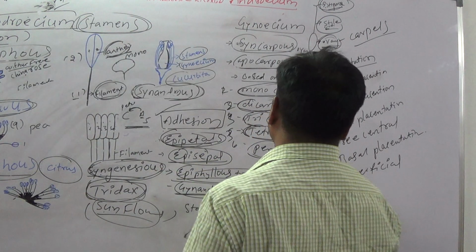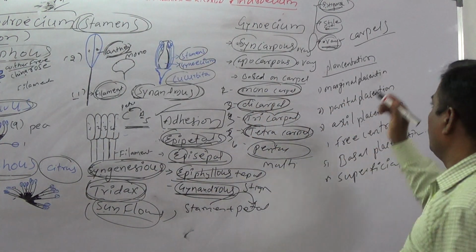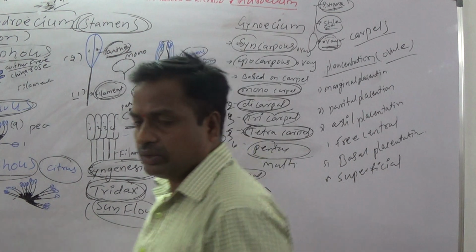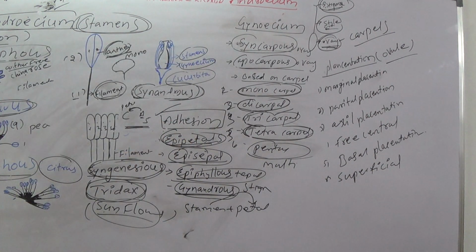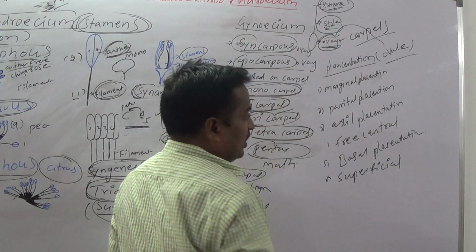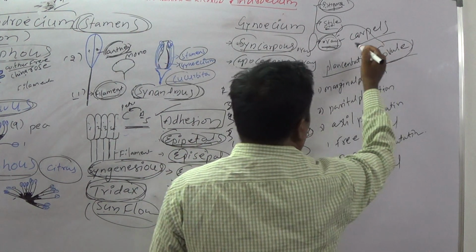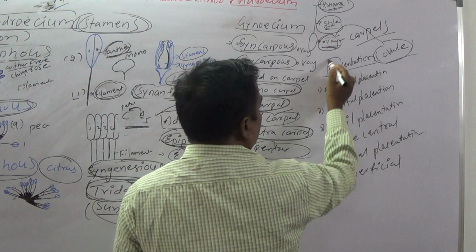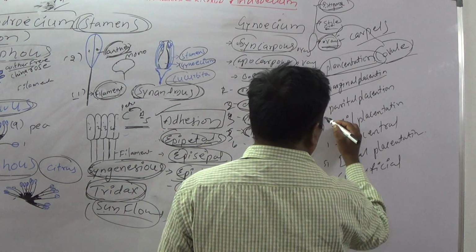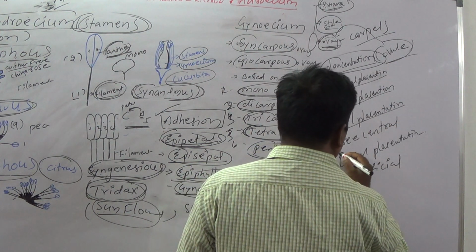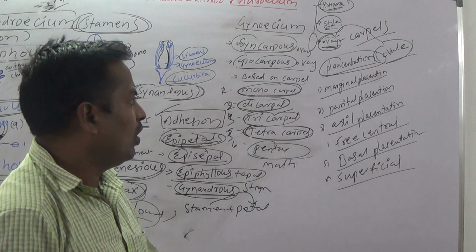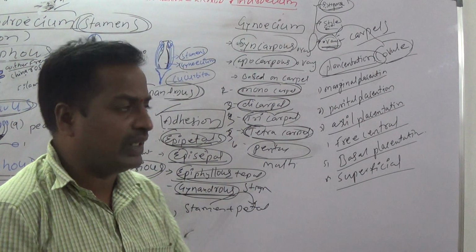And based on the origin of the ovules, the arrangement of ovules on the placenta within the ovary is called placentation. The ovules are borne on the placenta in the ovary. The mode of arrangement of ovules on the placenta within the ovary is called placentation. Placentations are of six types: marginal, parietal, axial, free central, basal, and superficial placentation. All placentation images are very important for NEET examinations.